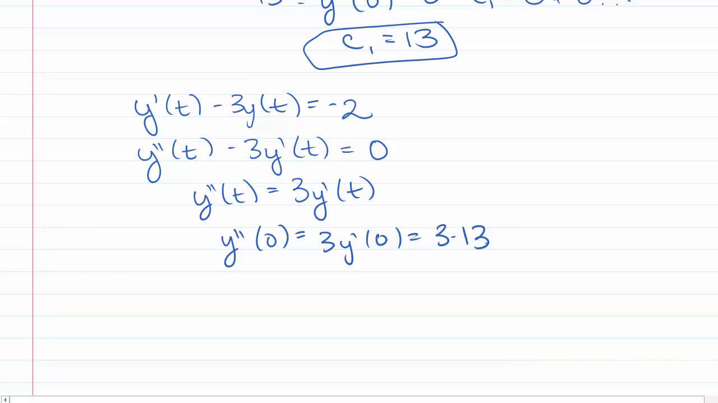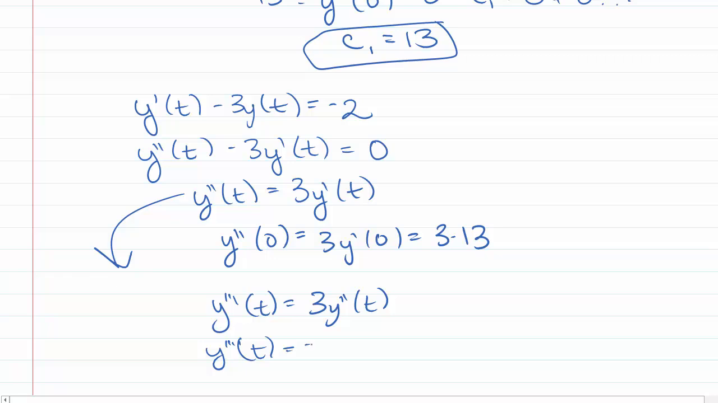And notice that if we keep differentiating this expression right here, we're going to get y triple prime of t is equal to 3y double prime of t, the fourth derivative of y is going to be 3 times the third derivative of y, and we could keep doing this forever, right? So we found a pattern. Every time we take a derivative, we multiply the answer by 3.